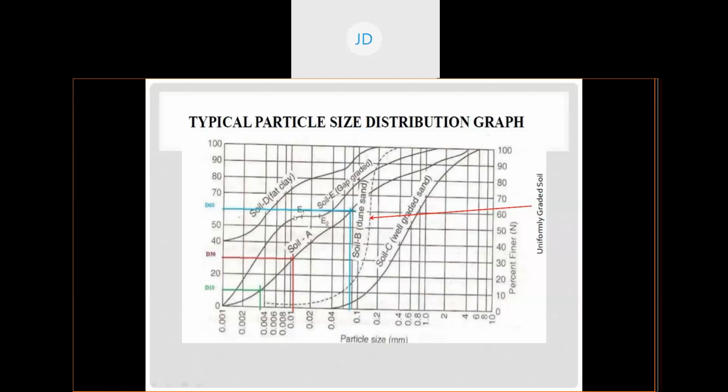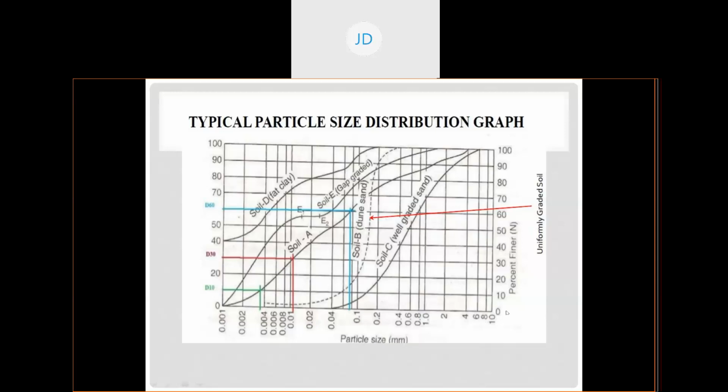Because this curve is increasing like this, but from E1 to E2 there is no increase in percentage finer. Before that, this curve is plotted between percentage finer and particle size. This x-axis represents particle size. Particle size increases from here to here, starting from 0.000001 millimeter to 10 millimeter.